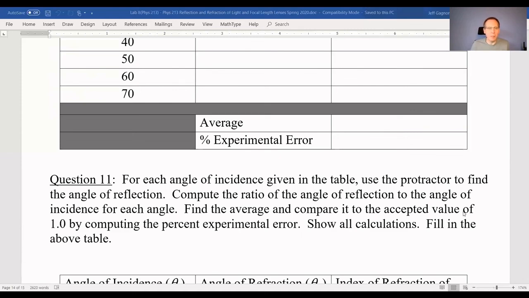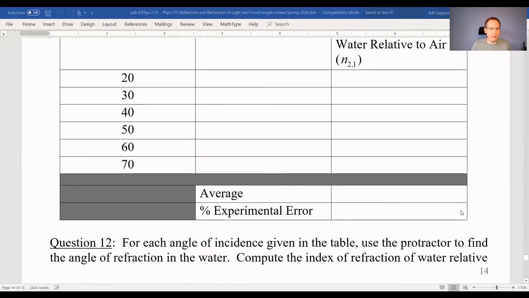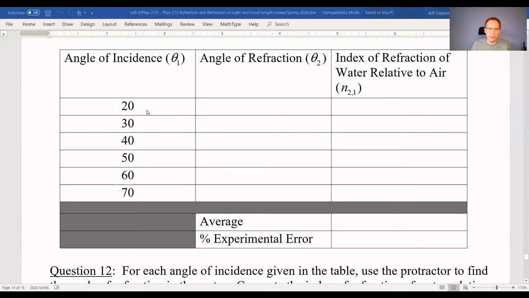Okay, then in the second table, same 6 angle of incidence values, but now you're going to fill in the angle of refraction, right? When it goes from the air to the water. So this is the angle of refraction. And now using Snell's law, I want you to compute the index of refraction of water relative to air. Okay, so n water divided by n air, which we call n2,1 in this case.